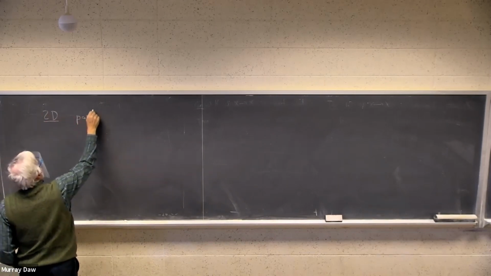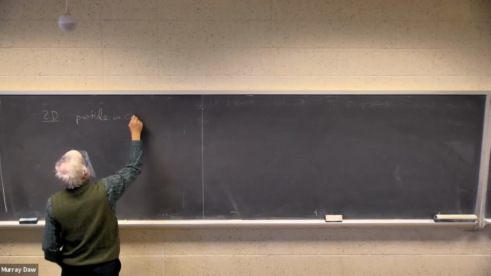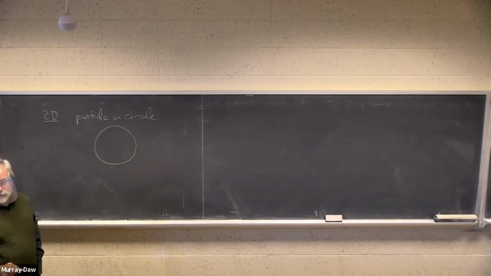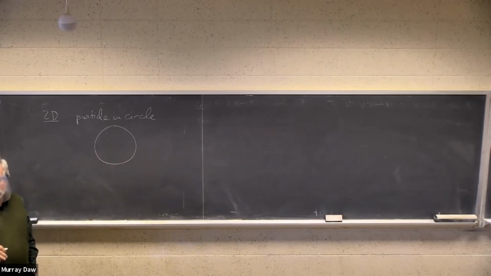Just sketch out some aspects of a particle in a circle. So we did a particle in the square. What if we did a particle in the circle? So it's confined to be in the circle. I'm not going to do the whole detail here. I just want to show you another step towards 3 dimensions.